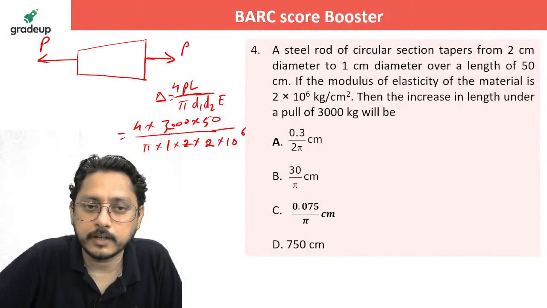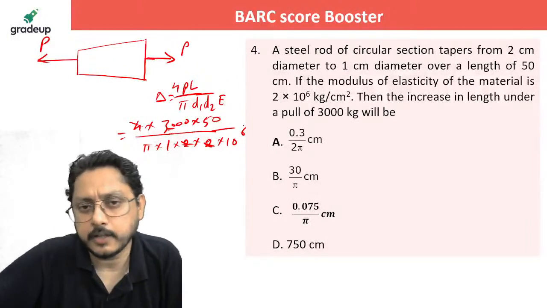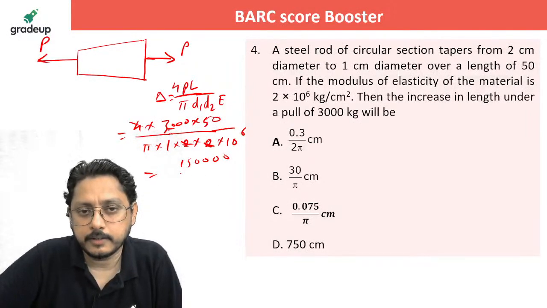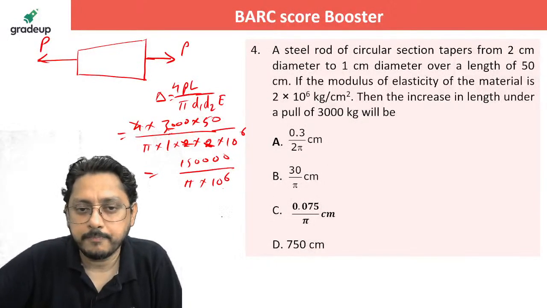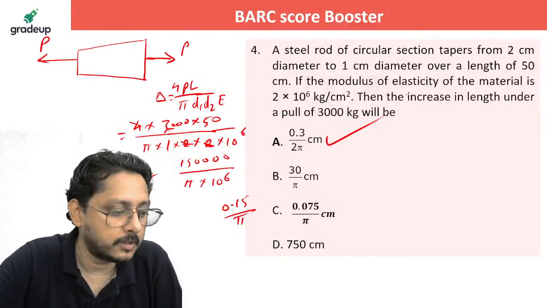2 and 4 will get cancelled, and it will become like this. Is it correct? I have written. It will become 4 4 0 0 divided by pi into 10 raised to 6, so it will become 0.15 by pi, that's all. Or you can write 0.3 by 2 pi. Is it visible to all of you? Did you get that?